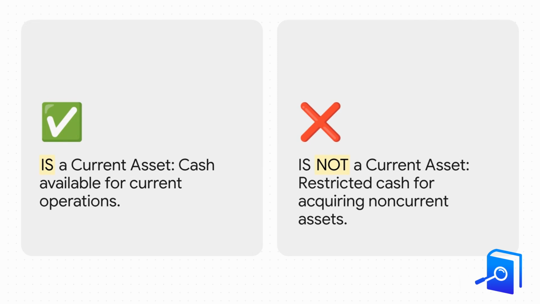Okay, but here's where a really crucial distinction comes in. It's not just about what an asset is. It's about what it's for. Cash that you can use for payroll today, that's a current asset. But what if that same cash is legally restricted, like it's set aside to buy a new building 3 years from now? Well, then it's not a current asset, simply because it's not available for today's operations.